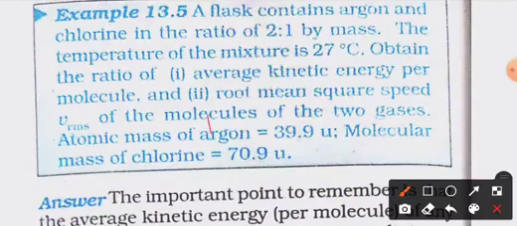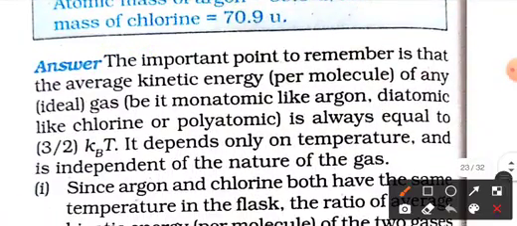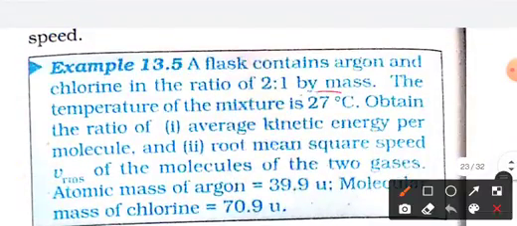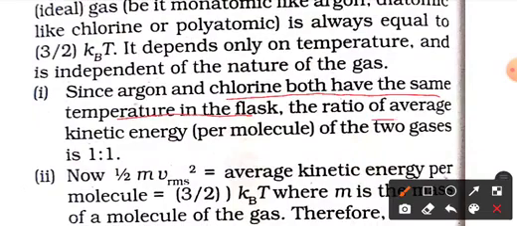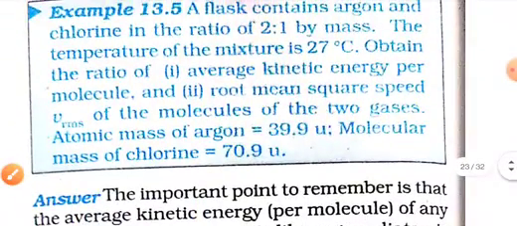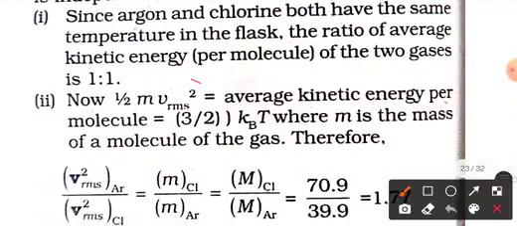Okay, that means this capital M is given for both argon and chlorine. The important point to remember is that the average kinetic energy per molecule of an ideal gas is always equal to 3/2 k_B T. That means it depends only on the temperature, and here the temperature is the same for both gases. Since argon and chlorine both have the same temperature in the flask, the ratio of the average kinetic energy of the two gases will be 1:1, because their kinetic energies will be the same. We want to obtain this ratio, and also the ratio of the root mean square speed. For that also we have to calculate the ratio. So this is 1:1.